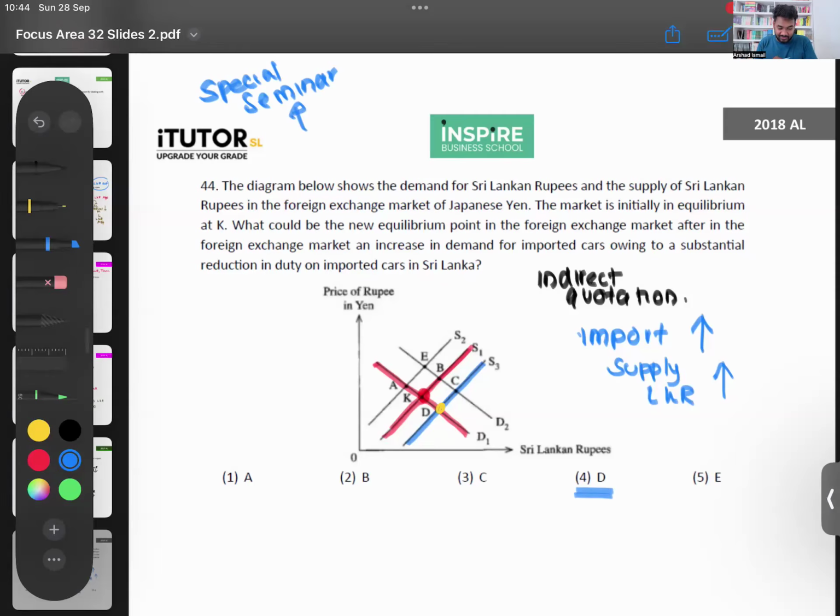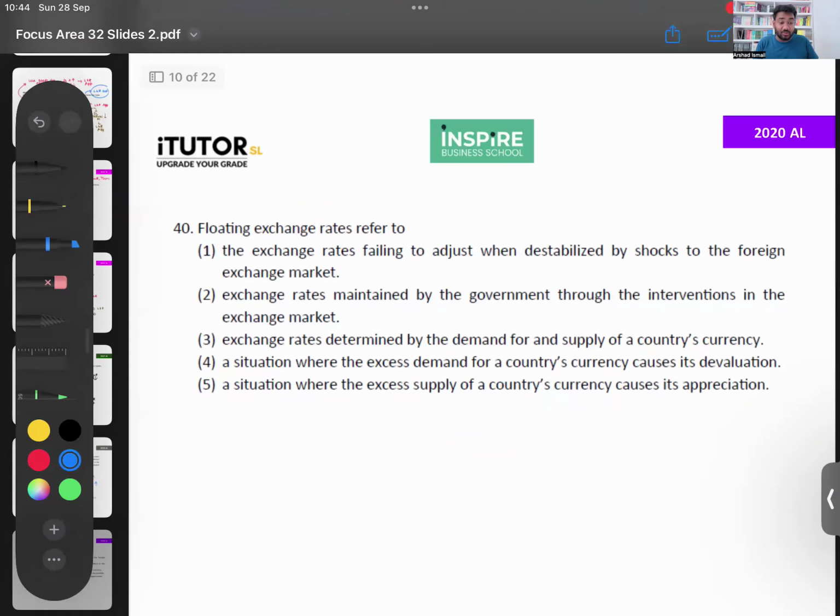Go there. Then the next one, 2020 question number 40. Floating exchange rate refers to what? The exchange rate failing to adjust when destabilized by shocks; an exchange rate maintained by the government through interventions; an exchange rate determined based on demand and supply; or a situation where excess demand leads to devaluation and excess supply to appreciation. What's a floating exchange rate? Easy one. It's the exchange rate based on the demand and supply for the currency. That's just the definition of a floating, or flexible, exchange rate.